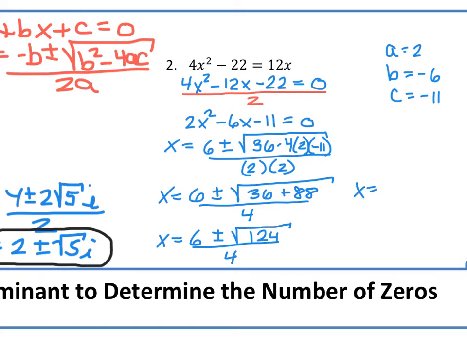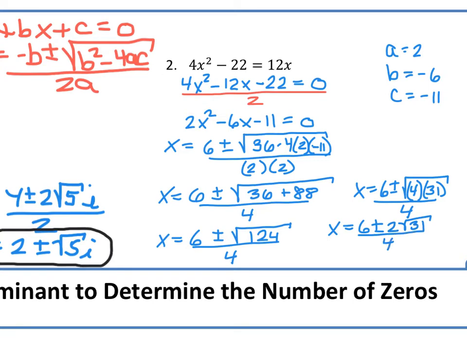x equals 6 plus or minus. Let's see if we can break 124 down. That would be 4 times 31. So inside that radical, we've got 4 times 31 all over 4. So we have x equals 6 plus or minus, we're going to take the square root of 4 out. The square root of 4 is 2. So we've got 2 square roots of 31 all over 4.